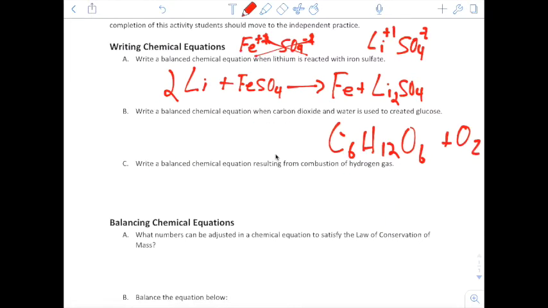And then C says write a balanced chemical equation resulting in the combustion of hydrogen gas. The answer to this is just 2H2 plus O2 produces 2H2O. See if you can work that out step by step and figure out how I did that one.